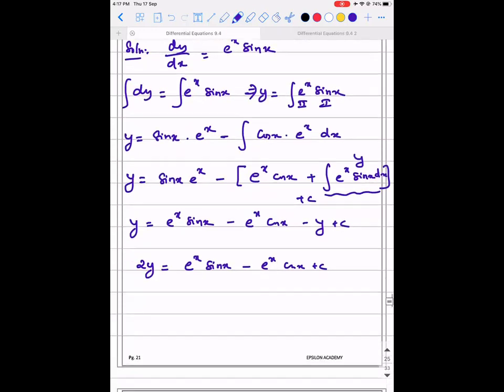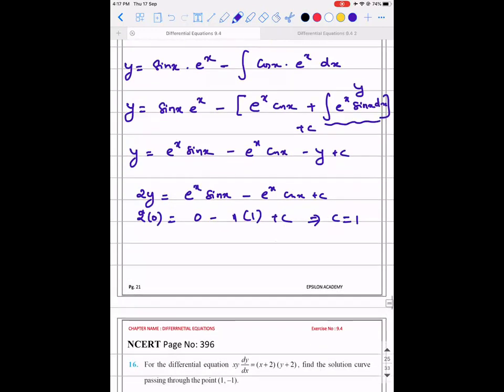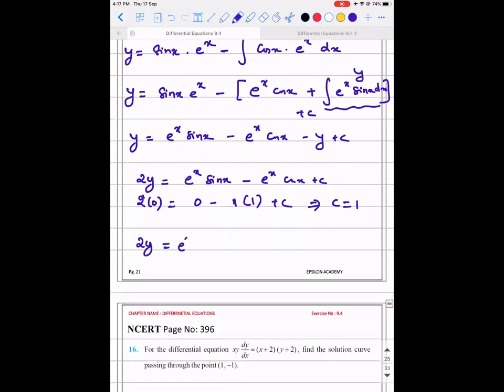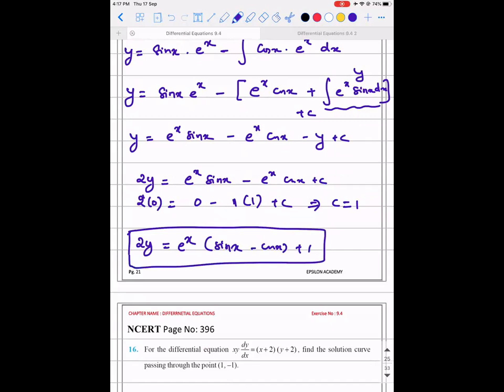So substituting 0, 0, 2 into 0 is equal to 0 minus 1 into 1 plus c, which implies c is 1. Correct? So 2y will be equal to e power x into sin x minus cos x plus 1. This is the required particular solution. Or you can take the 2 to the other side and write it as e power x divided by 2 into sin x minus cos x plus half.